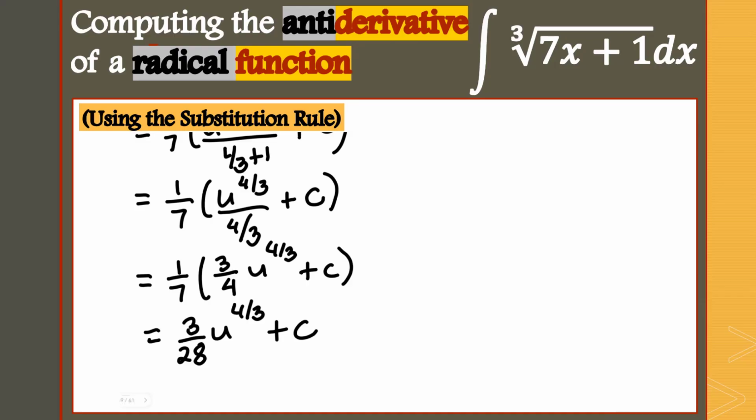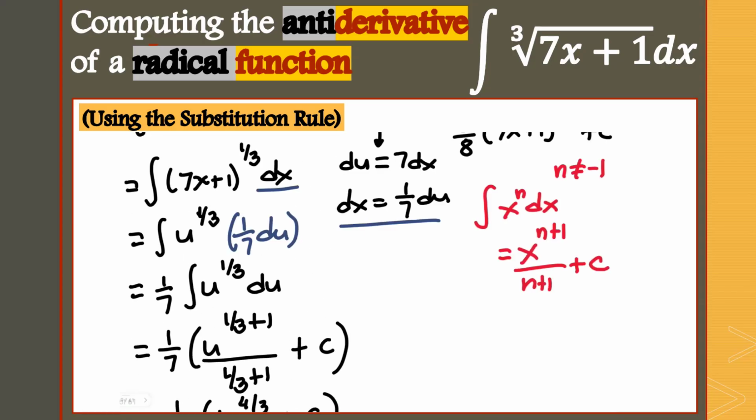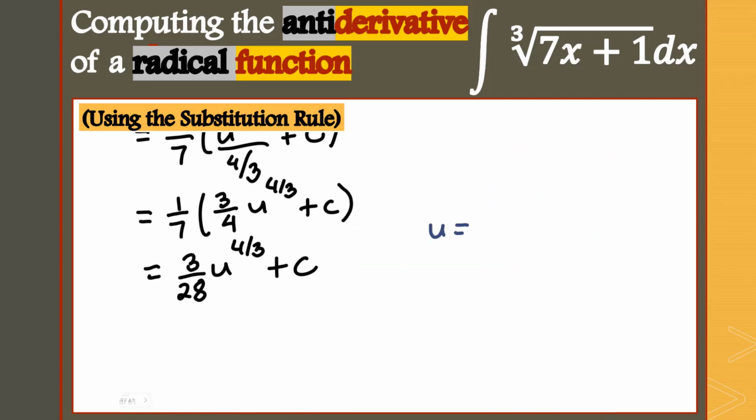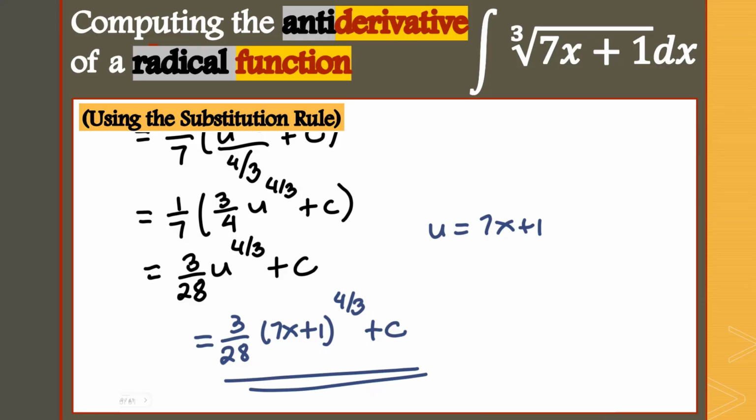This is the result after letting the function 7x plus 1 be u. But since u is not originally given, we know that u is just equal to 7x plus 1. Using the same equivalence, our final answer here is 3/28 of u, which is 7x plus 1, to the power of 4/3 plus c. Again, please do not forget, it's just plus c, regardless of multiplying by 1/7, because c is a general representation for an arbitrary constant. This is the entire answer.